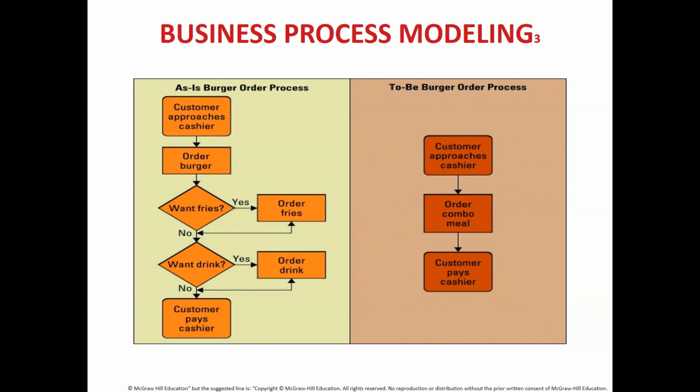Now the to be model, or the process order: the customer approaches the cashier and orders a combo meal. The customer pays the cashier. Now, we have the current process and the future process. Which one makes more money, the current process or the future process? Think from a business point of view always. The future process, the to be model. Why? Over here, you're asking the customer, do you want fries?